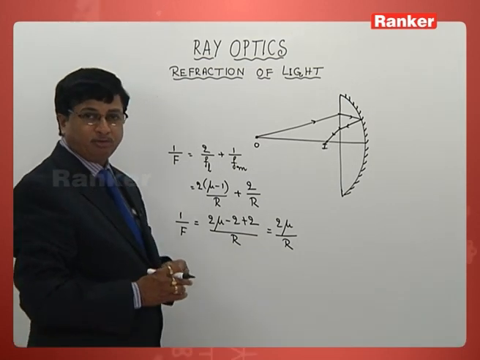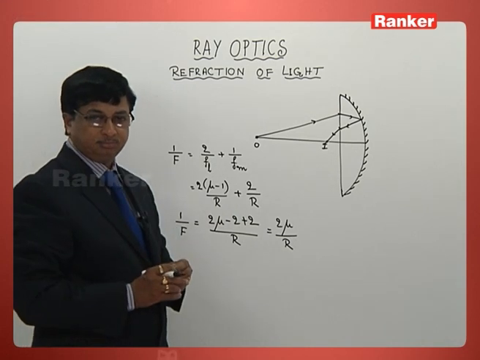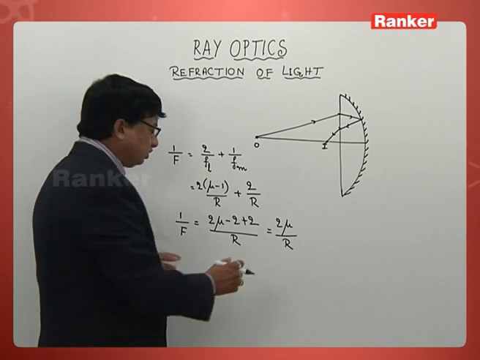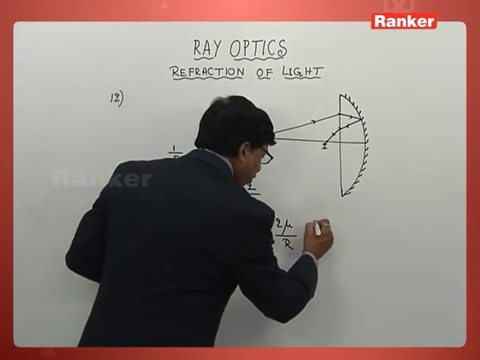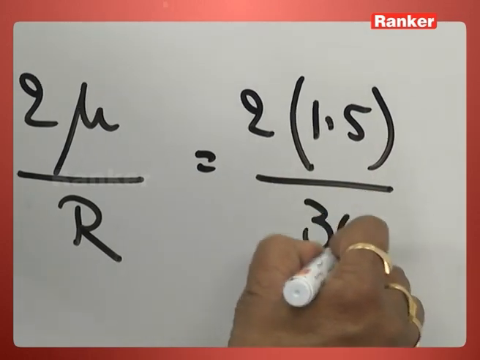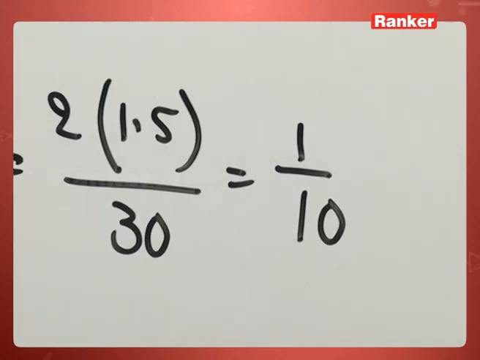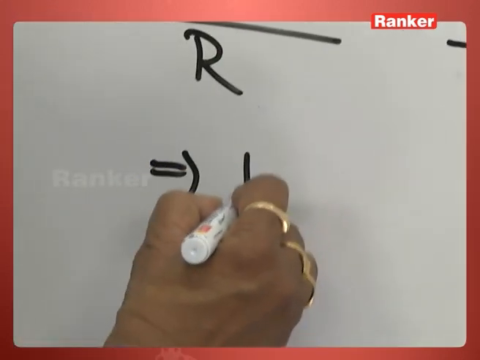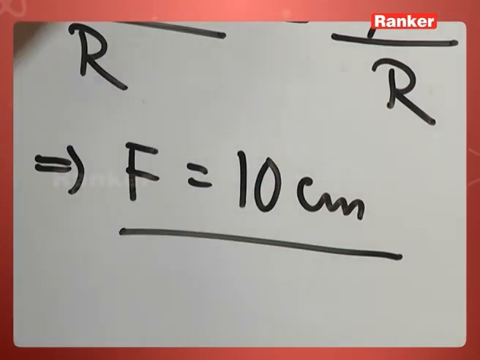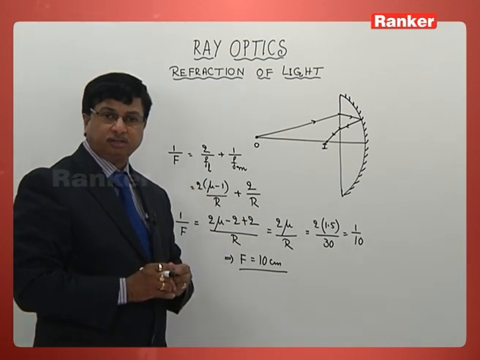Look at the value of refractive index given in the problem. It is given as 1.5 and radius of curvature is given as 30 centimeter. So directly you write this way, twice 1.5 divided by 30. This now becomes 1 over 10. So what will now be the effective focal length of this system? It is 10 centimeter.